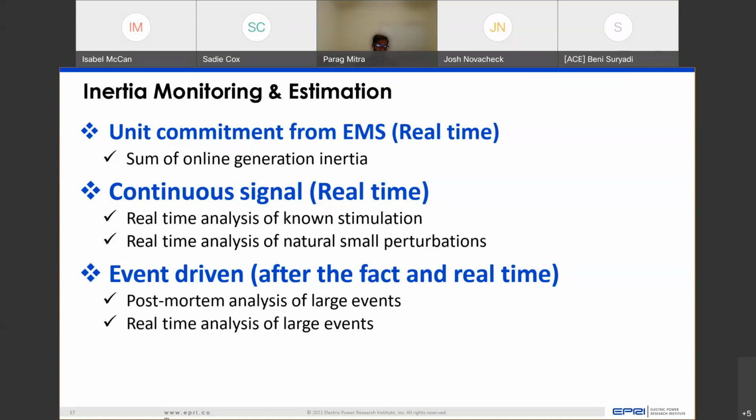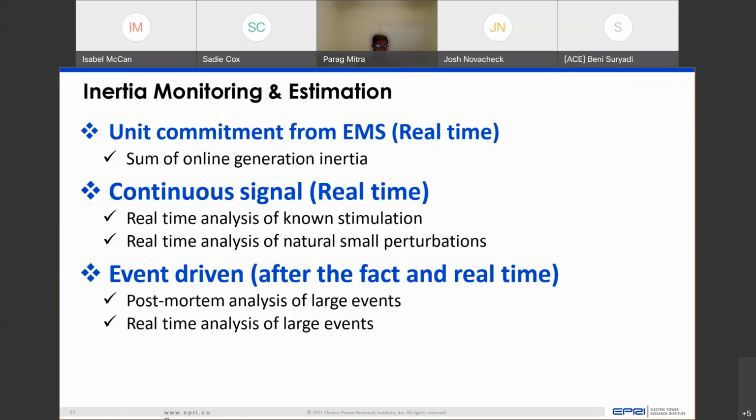And then there is the third method, which is called event-driven. This can be of two types: one is after the fact, and one is in real time. After the fact would be the postmortem analysis, where you would have a large event on your system, you would see the frequency decline, and you would do some sort of analysis to find out, based on the event size and the frequency decline, what the system inertia is. And the real-time analysis is essentially trying to measure what kind of power imbalances you see in a certain region, then look at the frequency changes because of the power imbalance, and estimate the system inertia out of it.